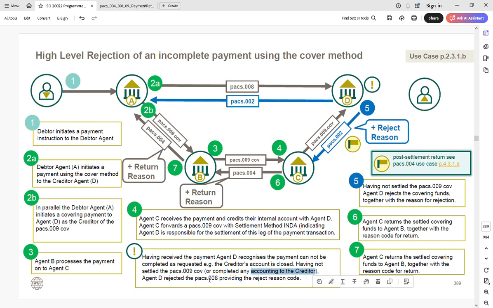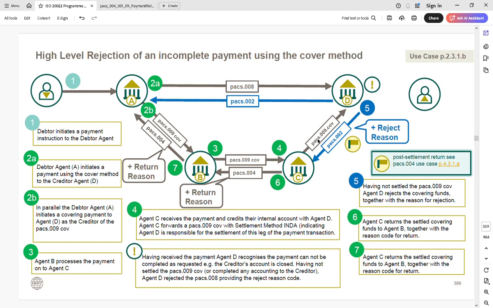At the creditor, agent D rejects the PACS.008 and provides a reject reason here. The PACS.008 also came here, but it will reject the payment with the reason that the account is closed. So here also the payment is rejected and here also the payment is rejected, at both the cover as well as the direct message. In both cases the payment has been rejected here. Next, having not settled the PACS.009 cover, agent D rejects the covering funds together with the reason for the rejection. Both are rejected here from D.